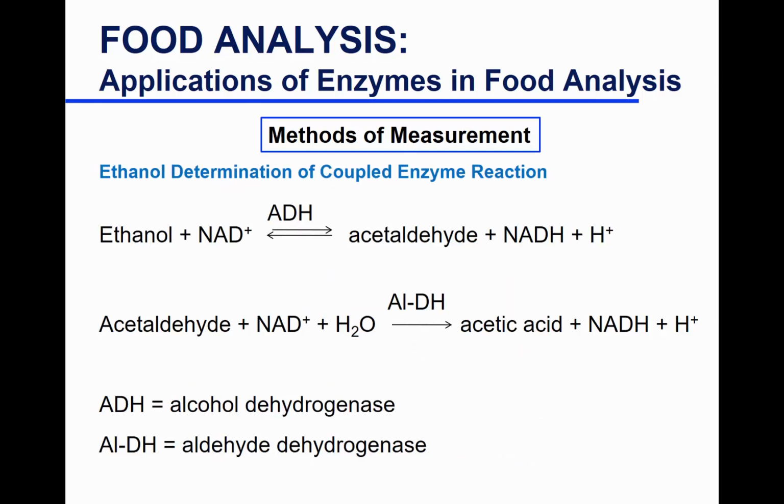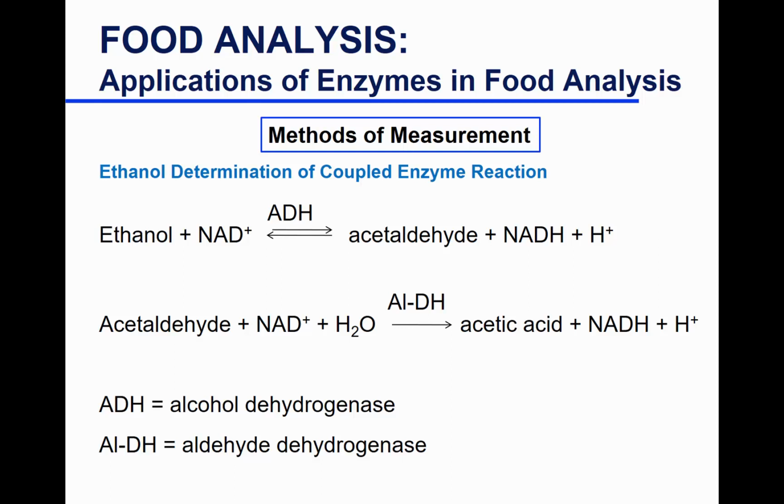We talked about this example, the glucose as a coupled reaction. Another example is measuring ethanol. Measuring ethanol, you need dehydrogenase enzymes, two of them. One is alcohol dehydrogenase, where NAD plus takes hydrogen from the alcohol to generate acetaldehyde. And then another dehydrogenase, but it is an aldehyde dehydrogenase, so it will take hydrogen from the aldehyde. In this case, we're measuring absorption of NADH.